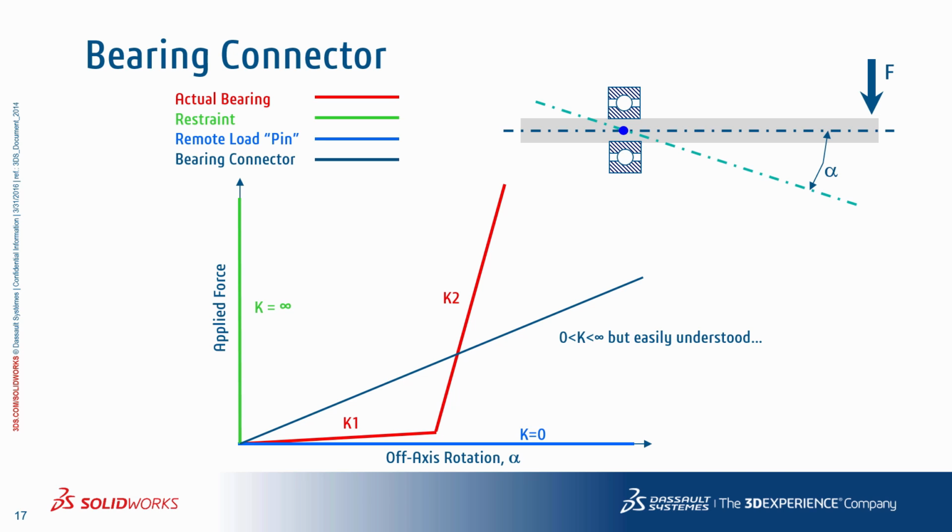So this technique works very well for small rotations when the interaction is on the K1 portion of the bilinear curve, but can also be overly conservative if the clearances are all removed and the bearing responds with the K2 stiffness. So the bearing connector, bottom line, provides a linear middle ground where by adjusting the single radial stiffness parameter, you can specify an average off-axis stiffness.